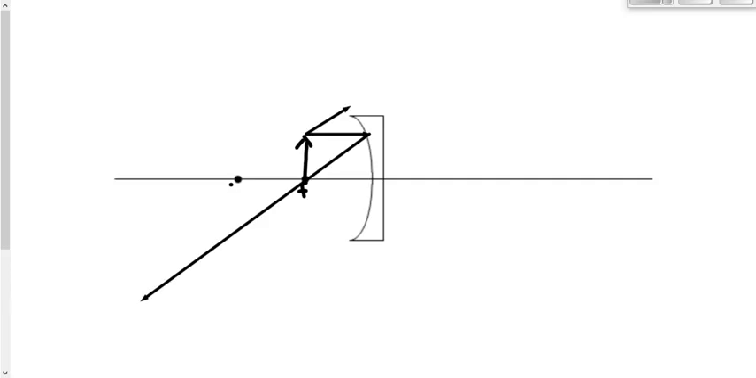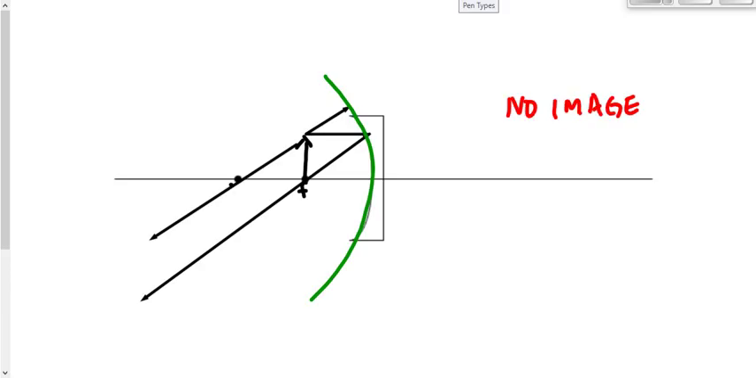It strikes the mirror. Pretend the mirror goes all the way around there. Strikes the mirror. And then it reflects back upon itself through that 2F. They don't intersect. That means that we have no image formed, which is exactly what we should expect, because that's exactly what we saw when we had a converging lens when the object was placed at the focal length.